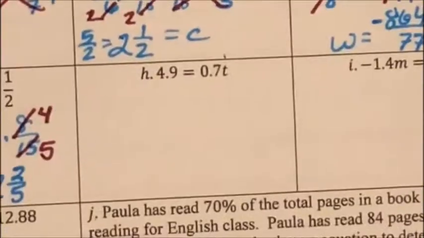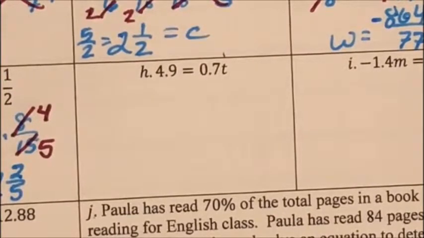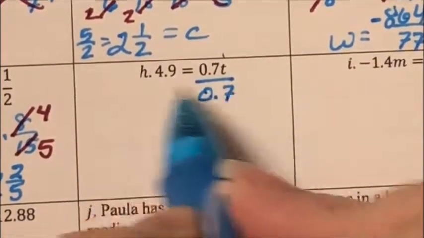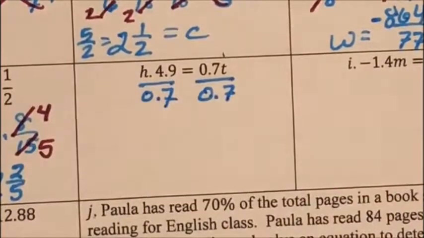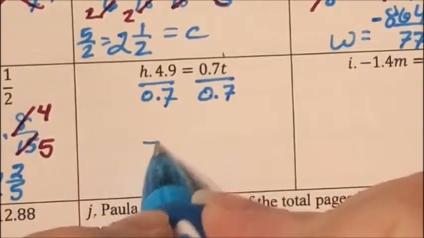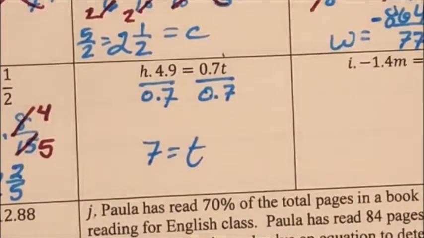Letter H, I have 4.9 equals 0.7t. Okay, so this is solving an equation with decimal coefficients. My coefficient is the 0.7, so I'm going to divide by 0.7. 4.9 divided by 0.7 gives me 7. So 7 equals t. Okay, you can write t equals 7 or 7 equals t. Either way, it's the same answer.